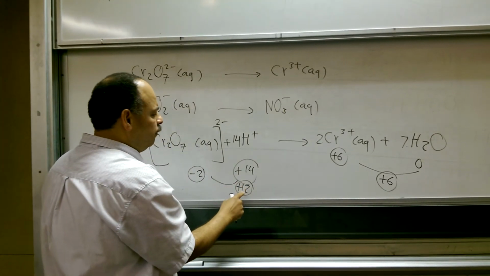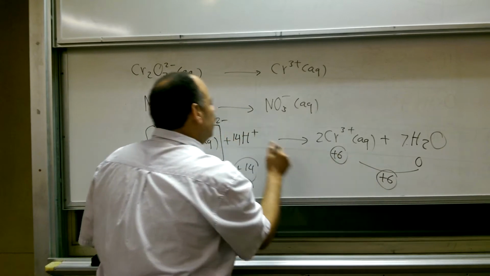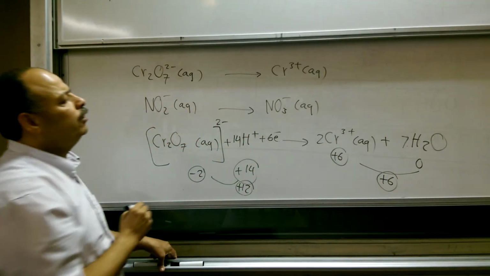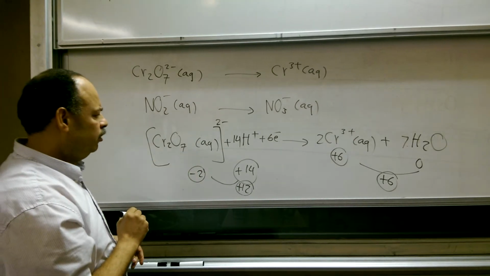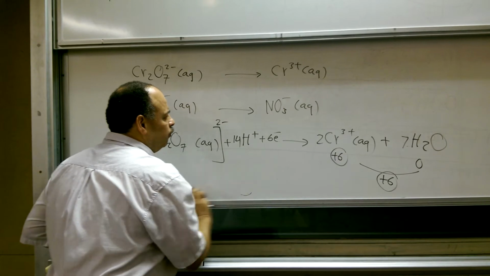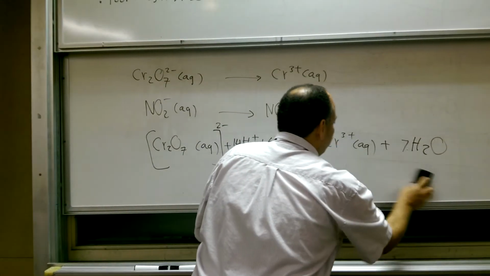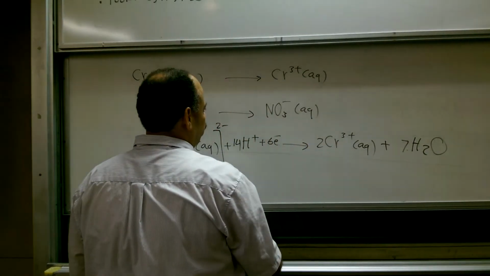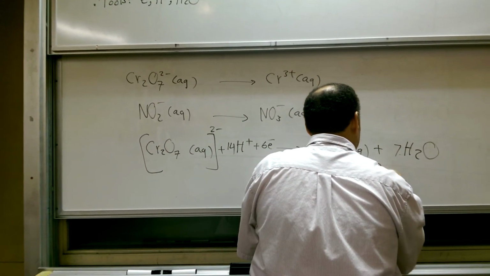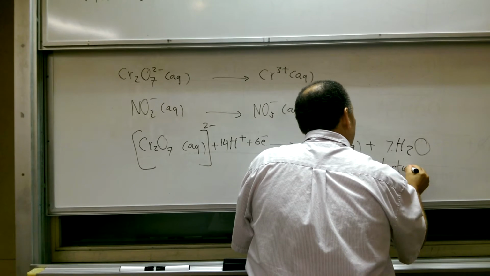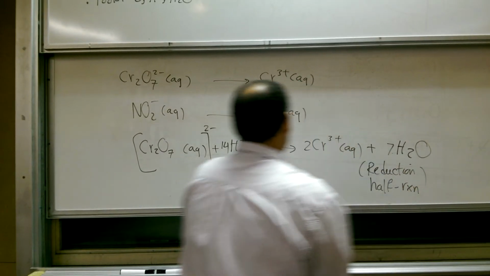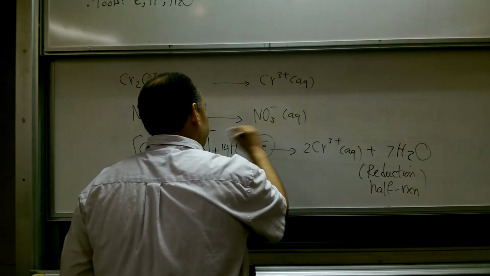Now, how can we convert positive 12 to positive 6? That requires us to add 6 electrons on the left side of this half reaction here. So in that case, this equation is balanced with respect to the total atoms on each side and also the total charge. So this will be the reduction half reaction. And remember, this consumes 6 electrons.